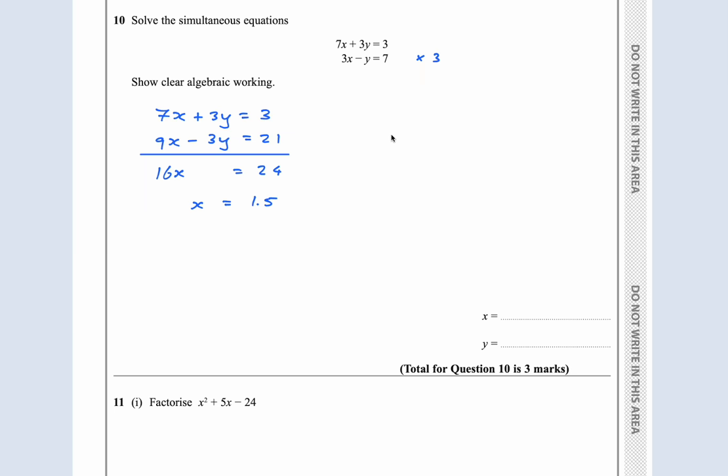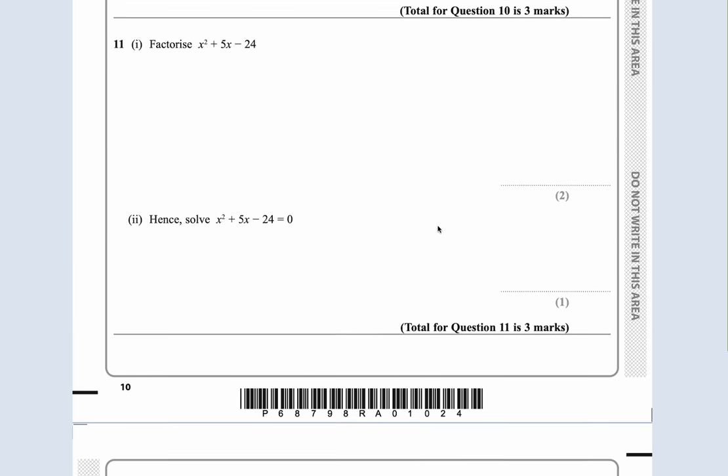Okay, if x is 1.5, then I'm going to sub into either of these equations. I'm just going to go with this one, guys, because it's the smallest numbers. 3 times 1.5, that's my 3x, minus y equals 7. 4.5 minus y equals 7. Whatever way you want to do it here, guys, I'm going to do y to this side, gives me positive y. And 4.5 minus 7 is minus 2.5. Now remember, guys, you can do this with your calculator to check your answers. You do need to show your working, but use your calculator to check your answers. Okay, question 11.